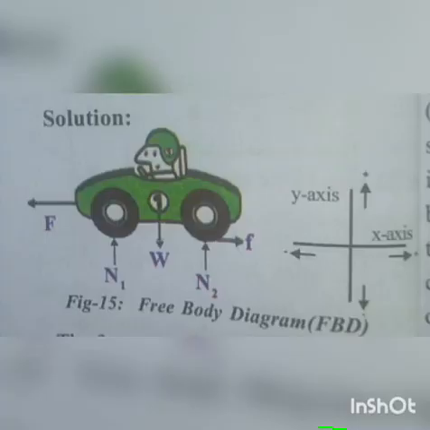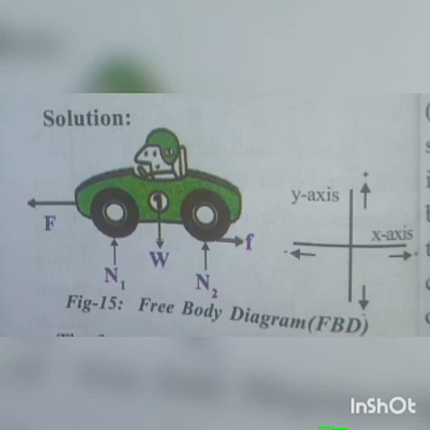Now observe the figure. What forces are working on the car in the vertical direction? Yes, they are the weight of the car and the normal forces. The weight of the car works on the car in the downward direction, and the normal force works on the car in the upward direction.